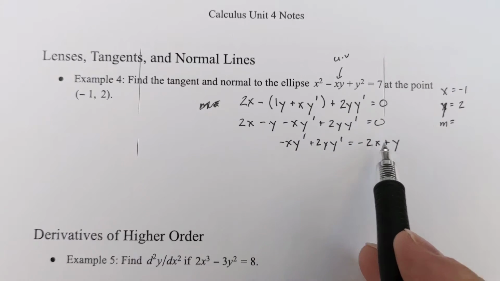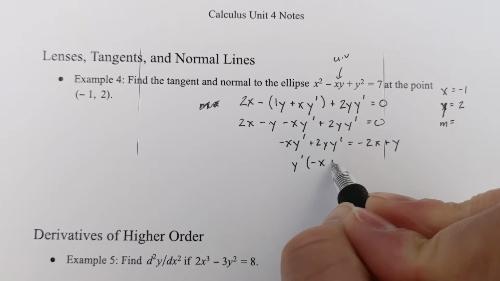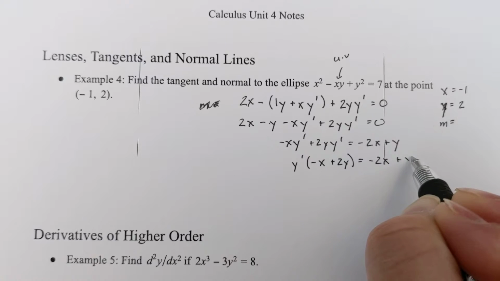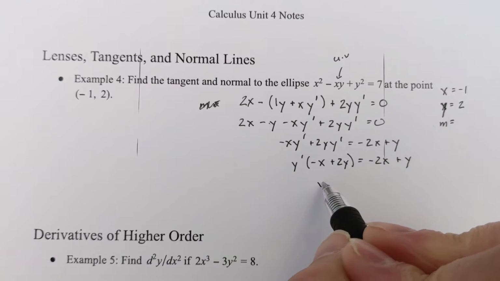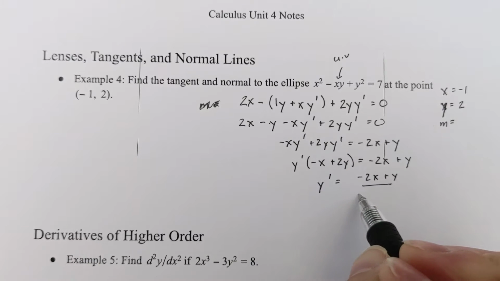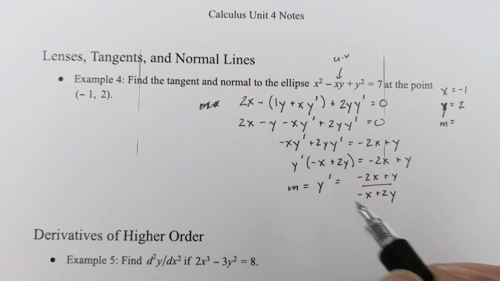So these two terms come right. Factor out the y prime: negative x plus 2y. And the right-hand side stays the same. And divide the quantity across. So negative 2x plus y over negative x plus 2y. So this is my slope.